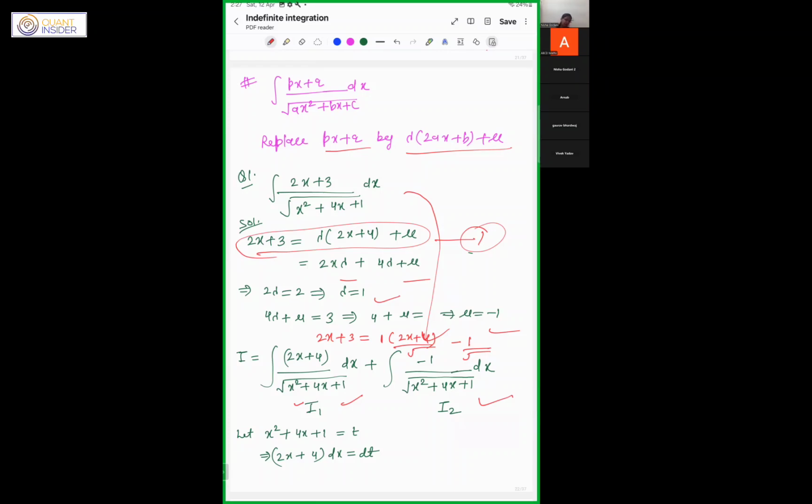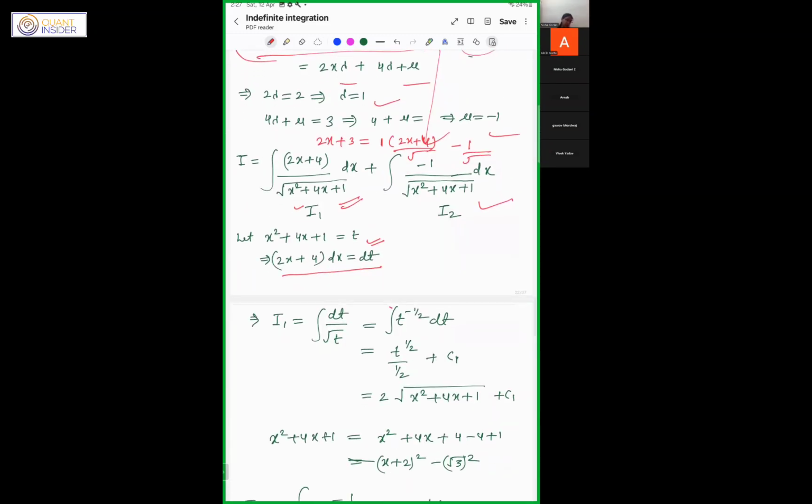So what we do? We take this function x square plus 4x plus 1 equal to t. Then differentiate on both sides, so you have 2x plus 4 dx equal to dt. After using this substitution, this I1 becomes dt upon under root t. And 1 upon under root t means t to the power minus half dt.